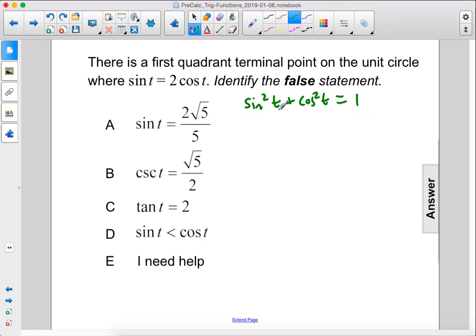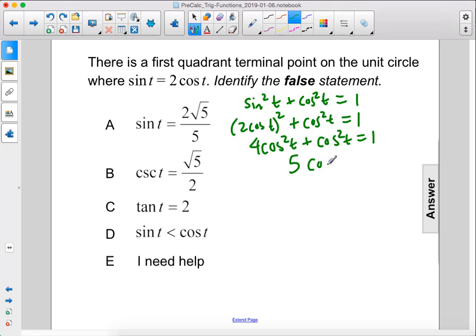Let's replace sine t with 2 cosine t. So this is going to be (2 cosine t) squared, we're substituting in, plus cosine squared t equals 1. So when we square that, that's 4 cosine squared t plus cosine squared t equals 1. So there's 4 of them here, 1 of them there. That makes 5 cosine squared t equals 1. Cosine squared t equals 1/5. Cosine t equals 1 over the square root of 5.